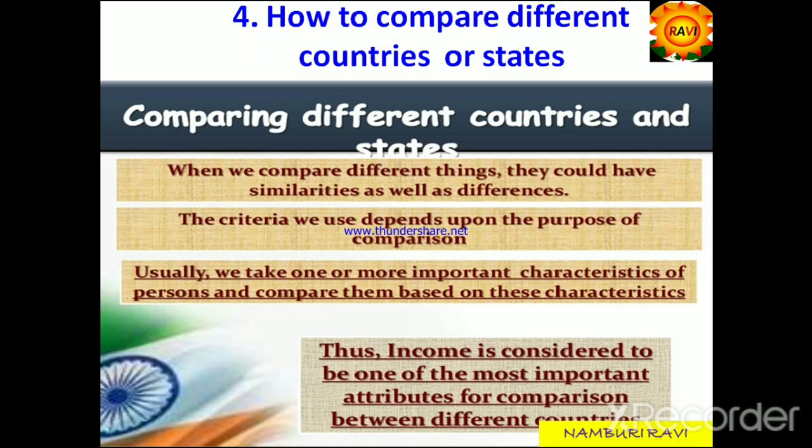When we compare different countries and states, they could have similarities as well as differences. The criteria we use depend upon the purpose of comparison. Usually we take one or more important characteristics of persons and compare them based on these characteristics. Thus, income is considered to be one of the most important attributes for comparison between different countries.